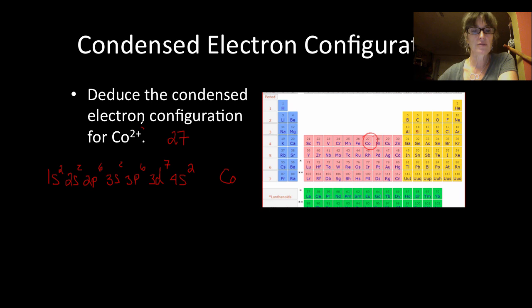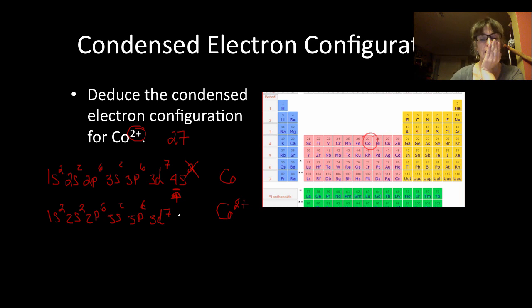But I don't want cobalt, I want the cobalt ion. So I know I'm going to lose 2 electrons from my valence electrons. And remember, valence electrons are always those electrons that are the furthest out. And my furthest is the 4th quantum level. So I'm going to be taking these 2 out. So my electron configuration for cobalt 2 plus is going to be 1s2, 2s2, 2p6, 3s2, and 3p6, and 3d7.